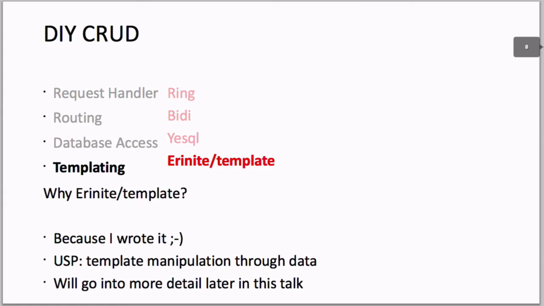And this is a library I made myself, so I'm using it because I wrote it. But its main selling point is that the template manipulation is all data as well. It's very much based on Enlive and similar libraries, where you have your HTML, and then you use CSS style selectors to say which bits of the HTML you want to put where and duplicate and so on. But they all use functions to do that, and this one just uses more data structures. But I'll show you some code later on.